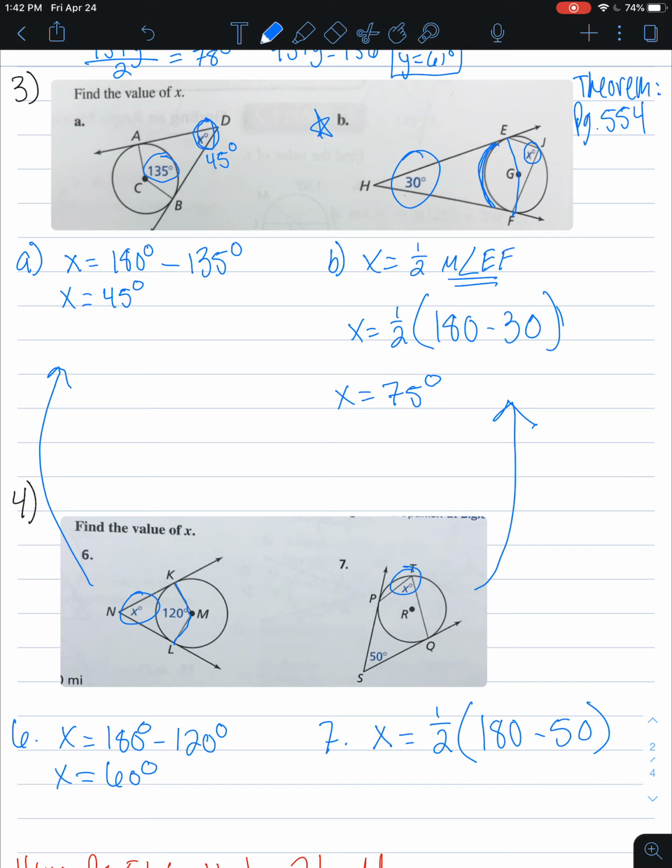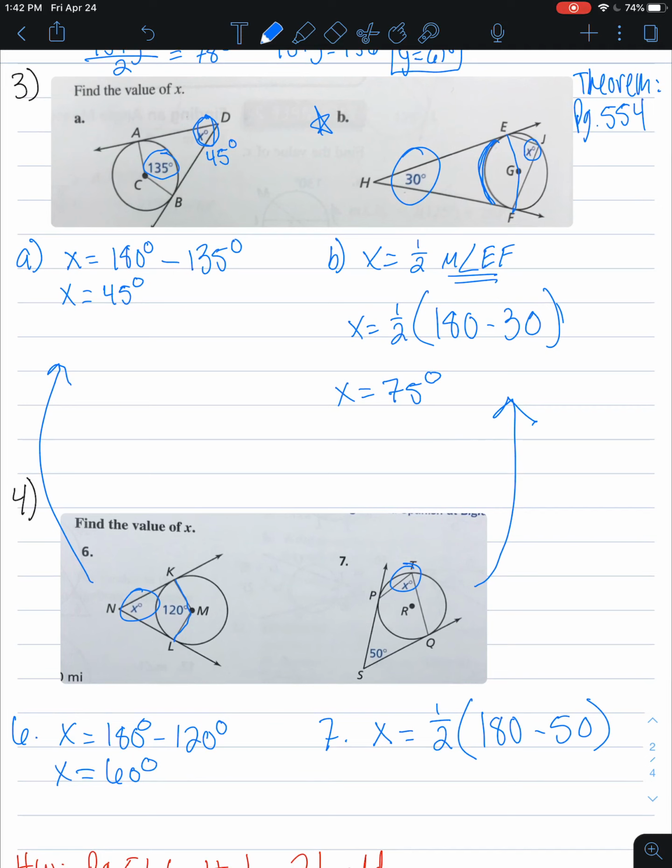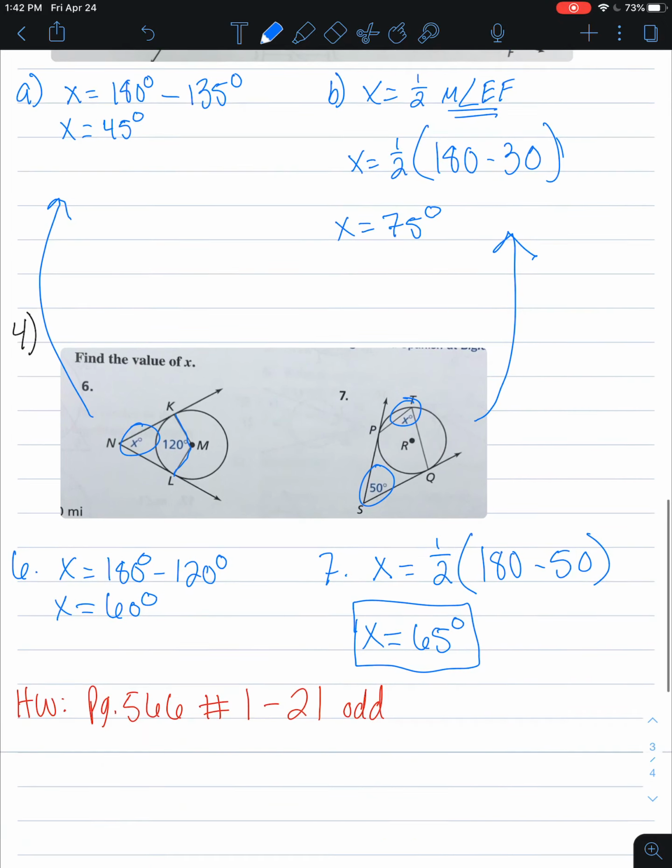So because we did it correctly up here at B, we can skip some steps to use it on number 7. We don't have to go back and think through the whole theorem. We can just say, oh yeah, I know that it's going to be 1/2 of 180 minus the circumscribed angle. So if we do 180 minus 50, that gives us 130. And then if we divide that in half, that would give us that x is equal to 65 degrees.